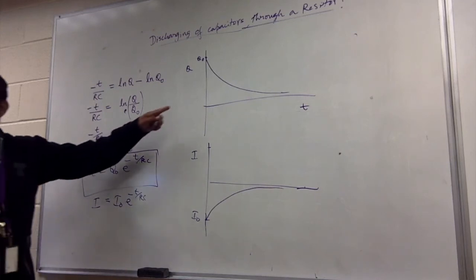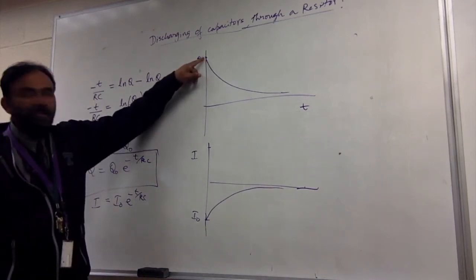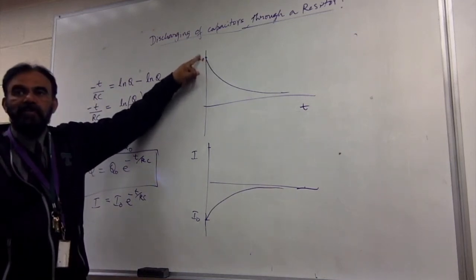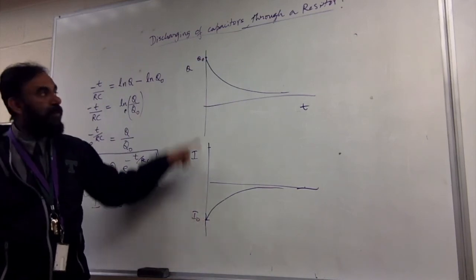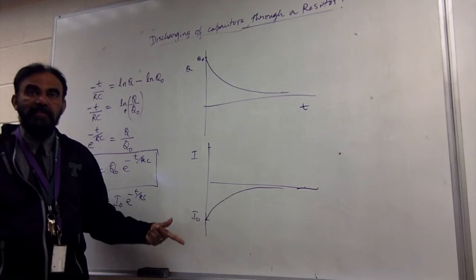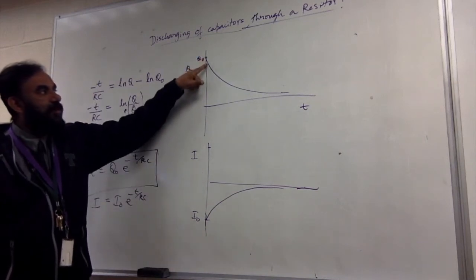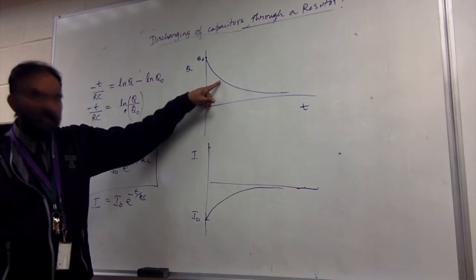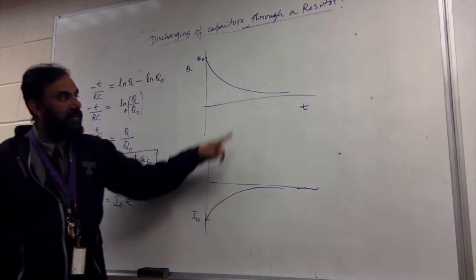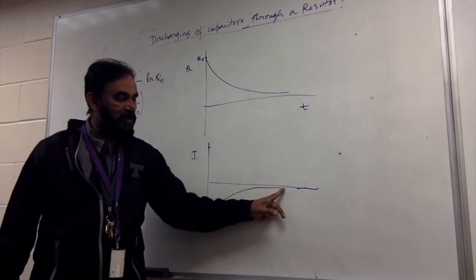And you can see from this graph as well. What is the slope of this line at this point? Positive or negative? Negative value. The slope of the Q-time graph is going to be the I-time graph. So this slope is negative maximum. And at this place the slope is lesser, value is lesser. And finally the slope becomes 0.